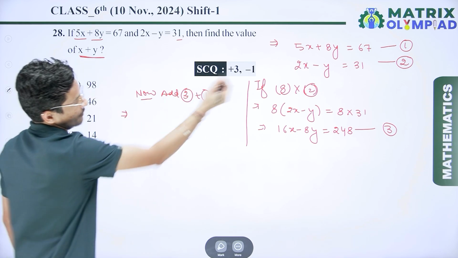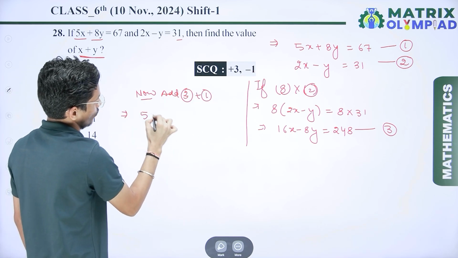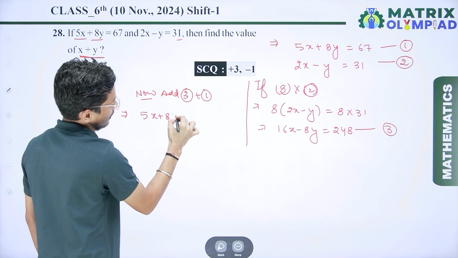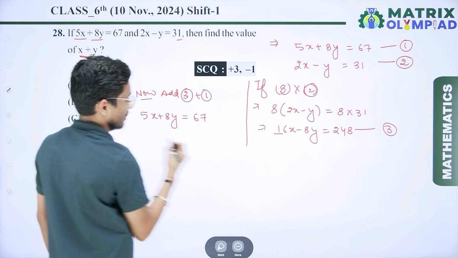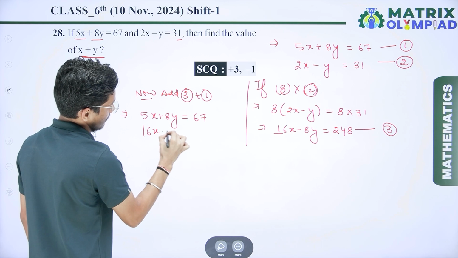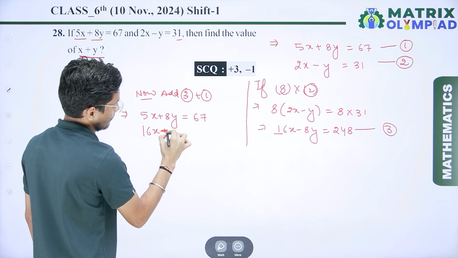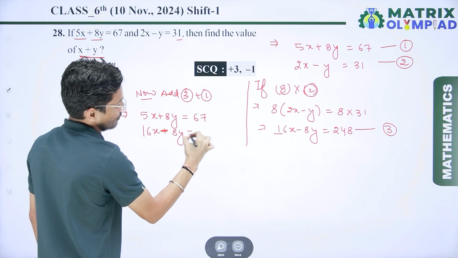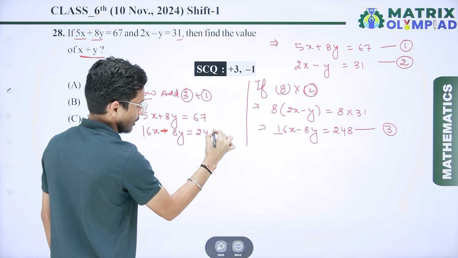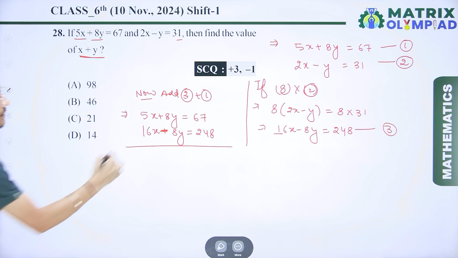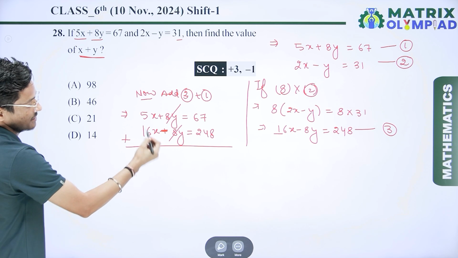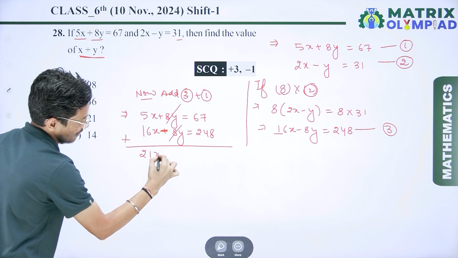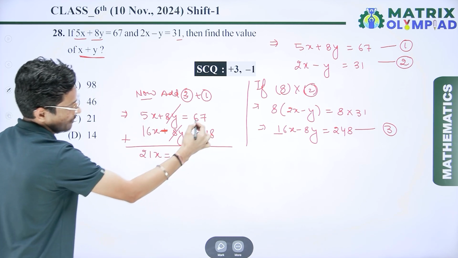So if I add here, equation number 1, that is we have given 5x plus 8y is equal to 67, and 16x minus 8y is equal to 248. So simply if I add here, plus 8y and minus 8y cancel each other, and 16x plus 5x, that is 21x is equal to 248 plus 67.